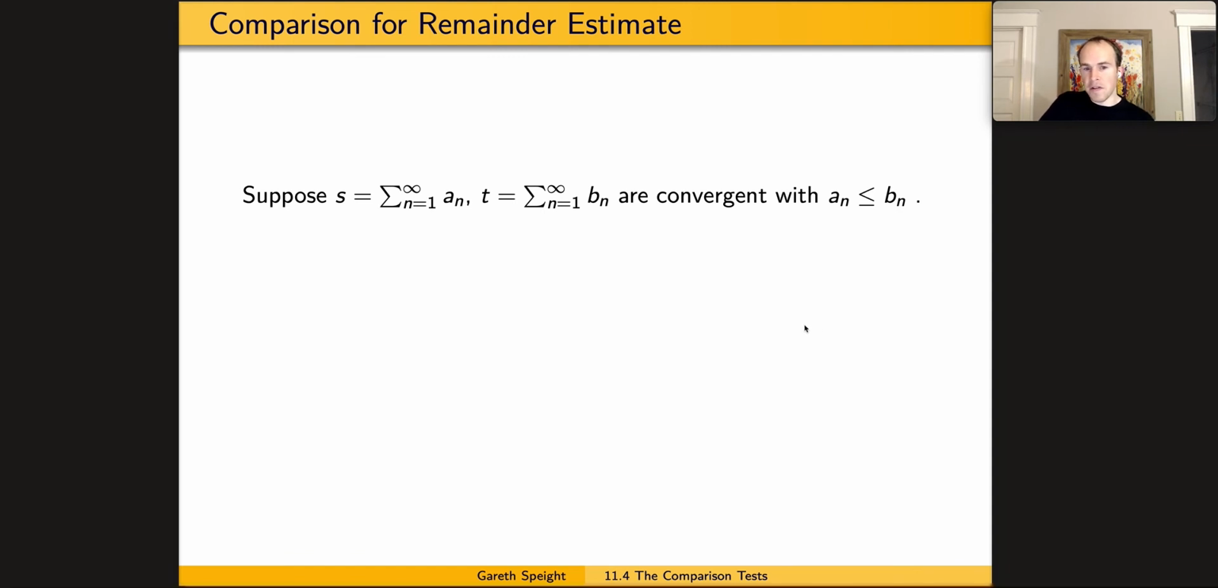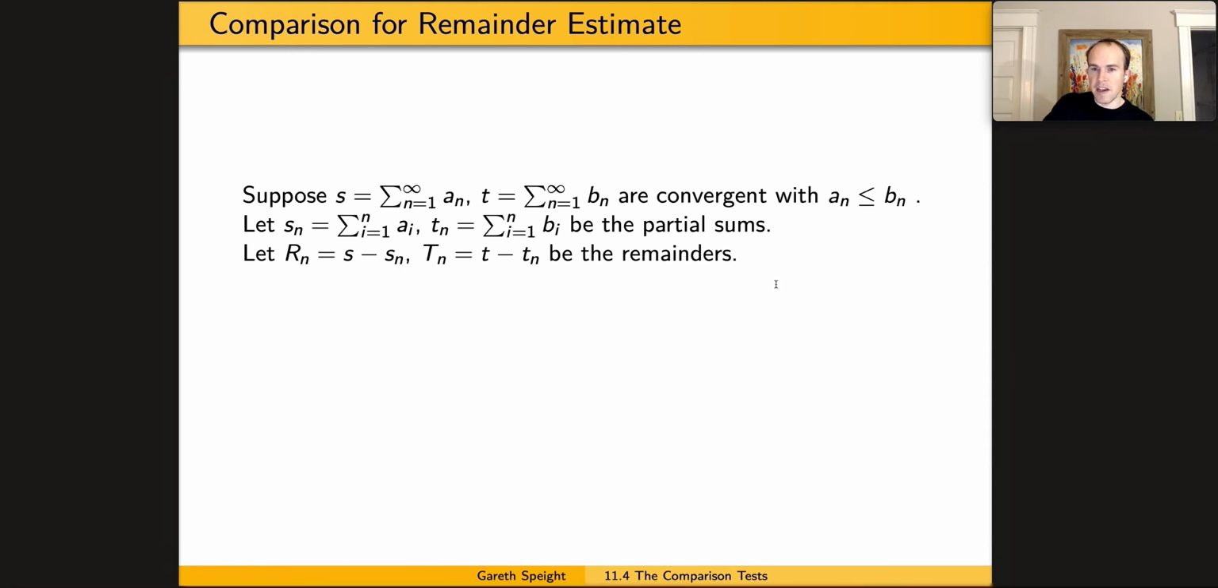So let's suppose we have two series, sum of an and sum of bn. Sum of an converges to s, sum of bn converges to t. They have positive terms, and an is always less than bn. So bn is the large series, sum of an is the small series. And then let's consider their partial sums. Sn are the partial sums of the small series, Tn are the partial sums of the large series.